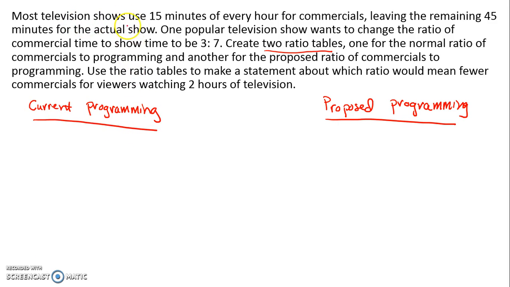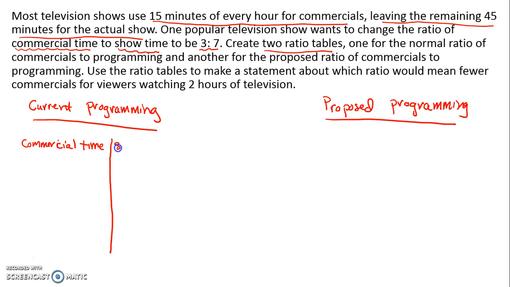All right. Most television shows use 15 minutes of every hour for commercials, leaving 45 minutes for the actual show. One popular television show wants to change that ratio. All right, so they're comparing commercial time to show time. Okay, so as I make my ratio table, I need to do commercial time to my show time.